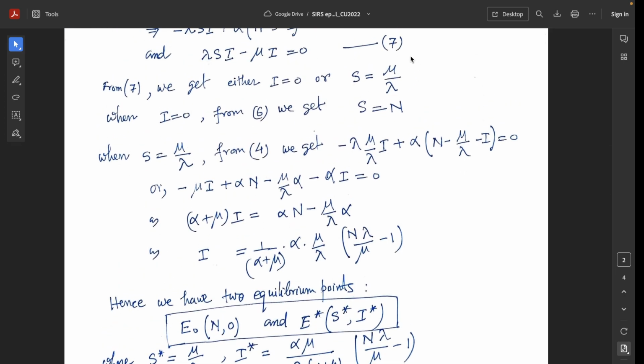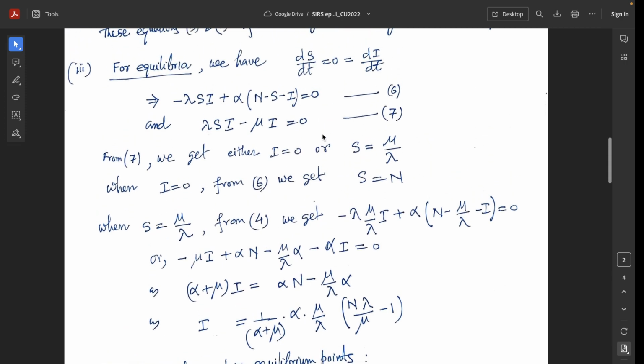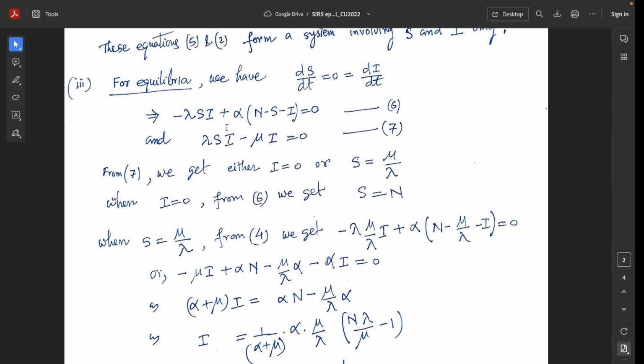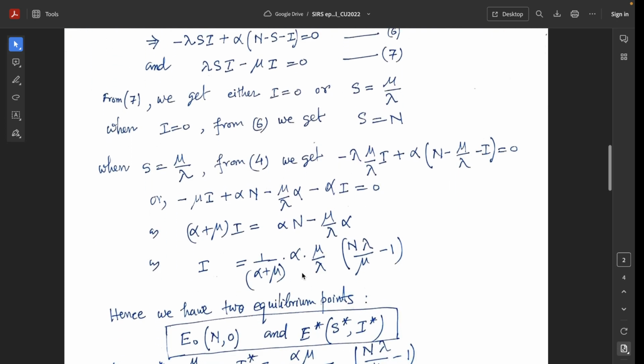When S equals mu by lambda, from equation 6 we get lambda into mu by lambda into I plus alpha into N minus S minus I, with S equal to mu by lambda. So we get, after simplification, I equal to this.